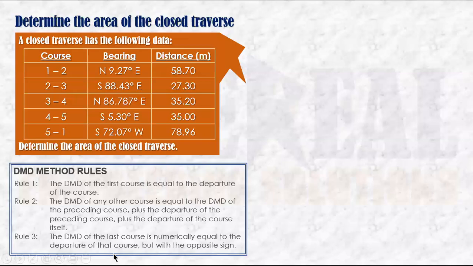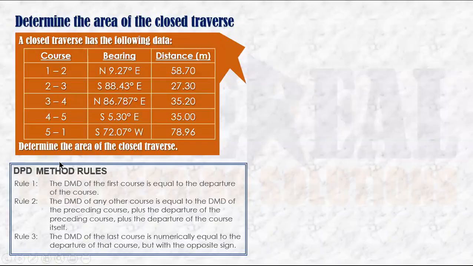The third rule is the DMD of the last course is numerically equal to the departure of that course, but of course with opposite sign. After that, in order to get the area of the closed traverse, we multiply the calculated DMD with the respective latitude, and we call these the DA. Then we add the DA, and half of the sum of DA is the area of the closed traverse.